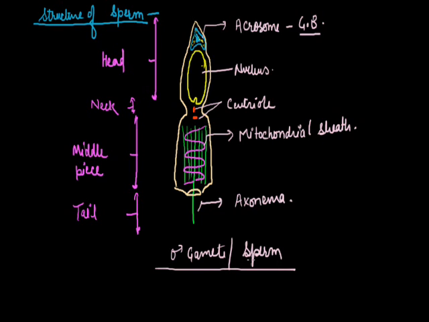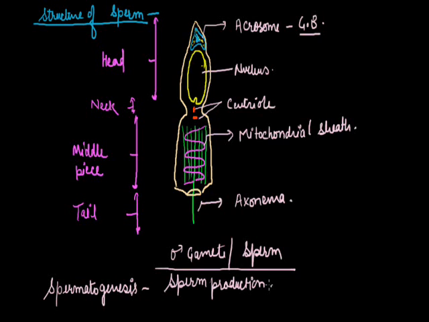As we know, sperms are produced in the testes, and that is known as spermatogenesis. The phenomenon is known as spermatogenesis, that means sperm production, which occurs inside the testes. Now, the sperm is a tadpole-shaped structure which is the only gamete that can move, while the egg or female gamete is immotile in nature.